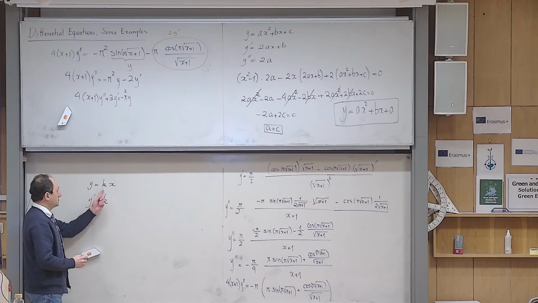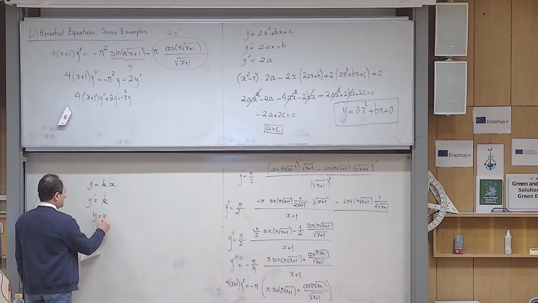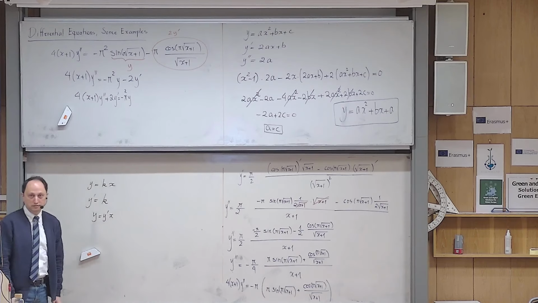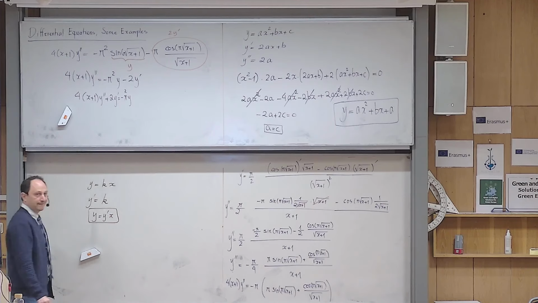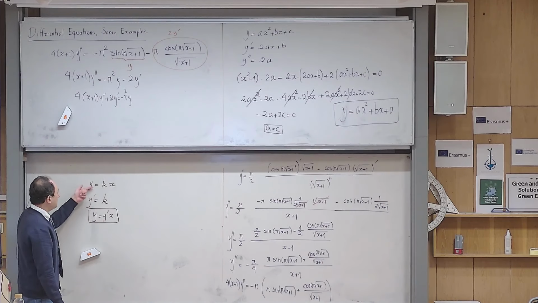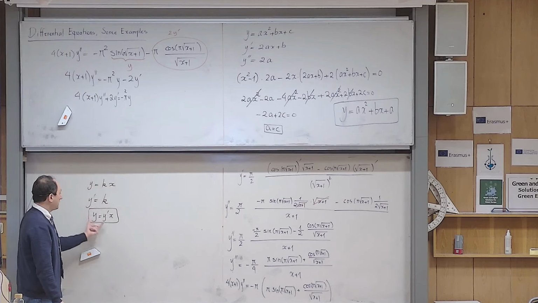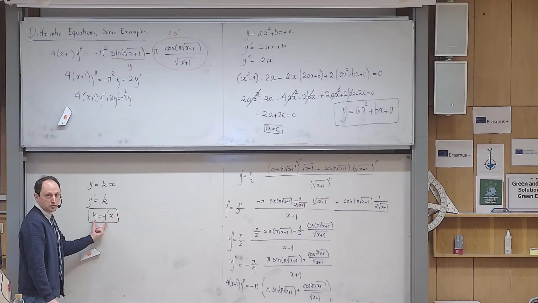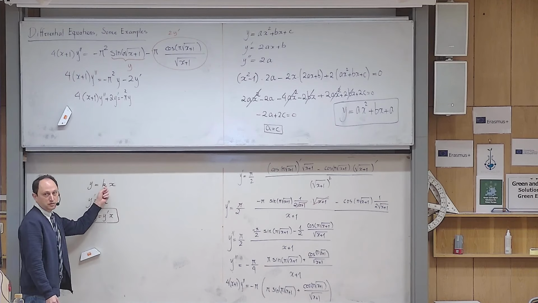So it means that instead of k, you put y prime. So it becomes y equals y prime x, and that's your differential equation. Because if y is supposed to be this, then definitely y prime is this, and I replace k with y prime, I get this differential equation. So that is the differential equation that if you know how to solve, the general solution will be this.